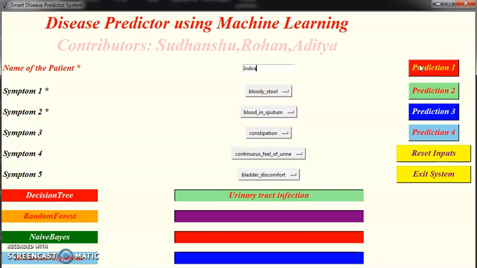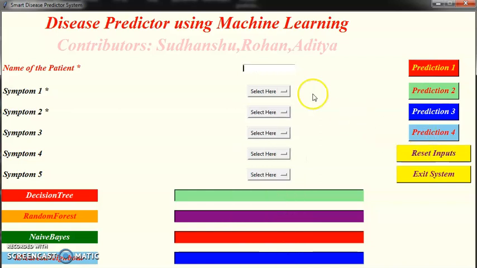It has predicted that the disease is urinary tract infection. If we talk about random forest, then it has also predicted the same, that the disease may be urinary tract infection. If we talk about naive Bayes, it has also predicted the same disease. And talking about k-nearest neighbor, all have predicted the same disease.